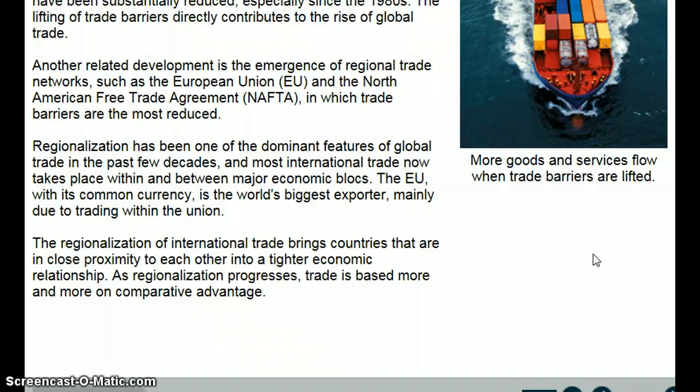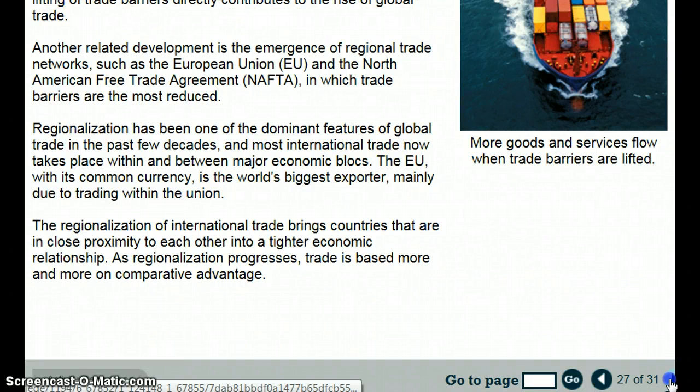The regionalization of international trade brings countries that are in close proximity to each other into a tighter economic relationship. As regionalization progresses, trade is based more and more on comparative advantage.